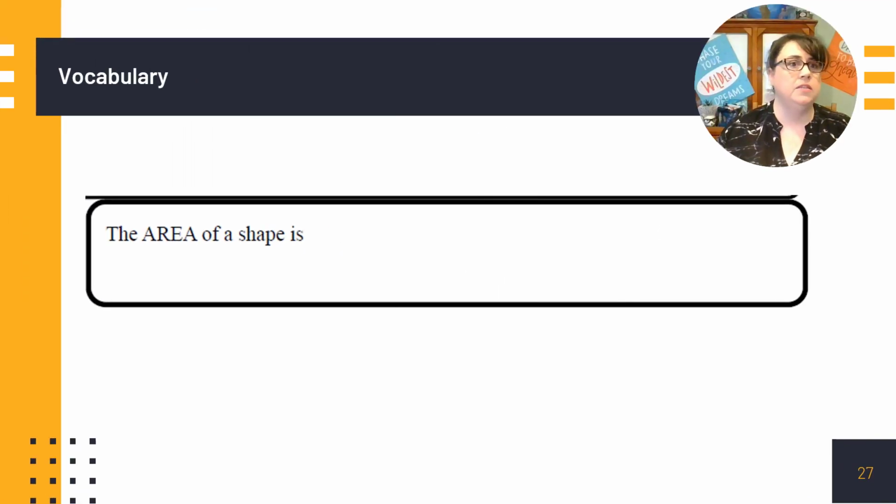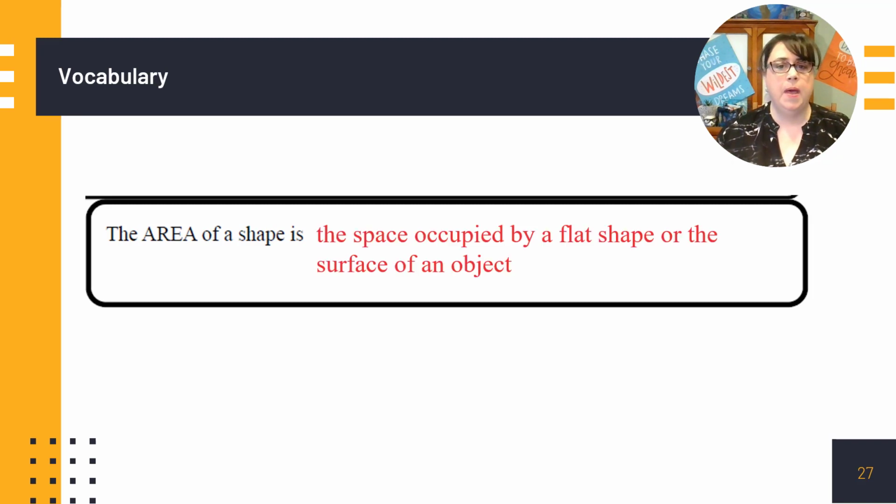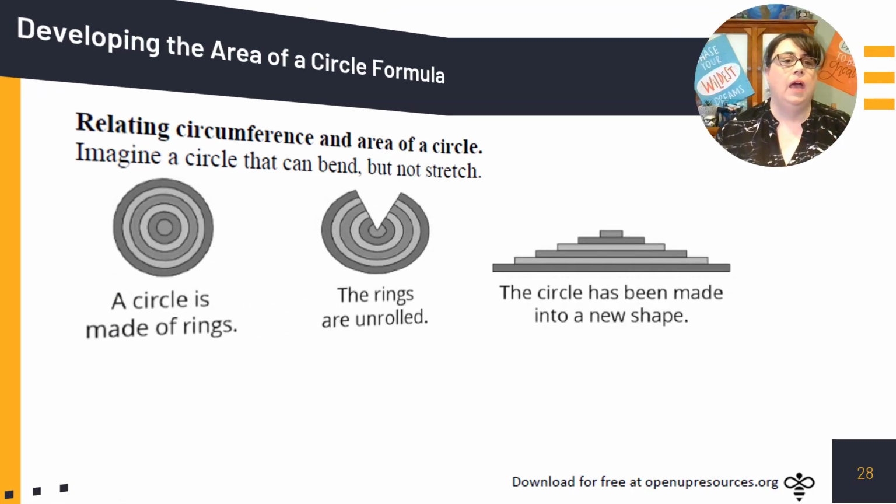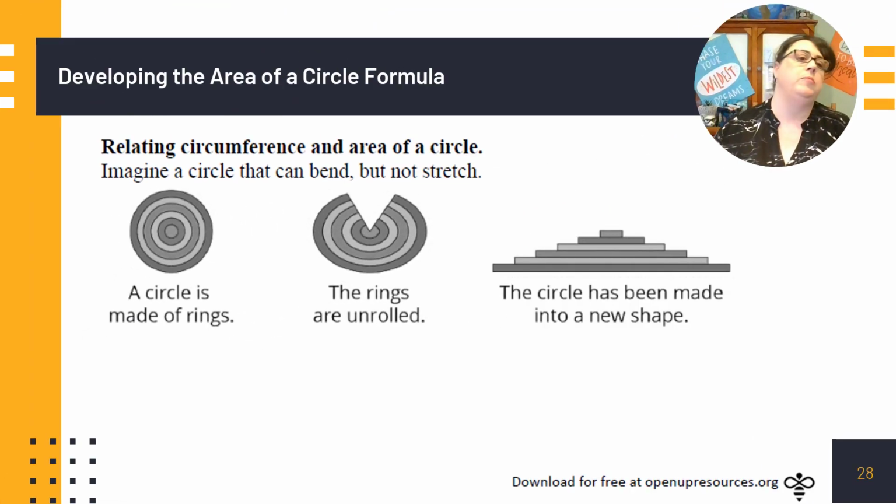Let's begin by looking at some vocabulary. The area of a shape is the space occupied by a flat shape or the surface of an object. Before we begin any problems, let's develop the area of a circle formula.